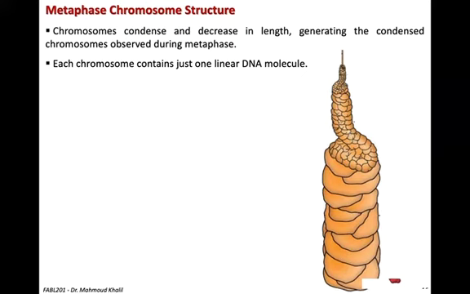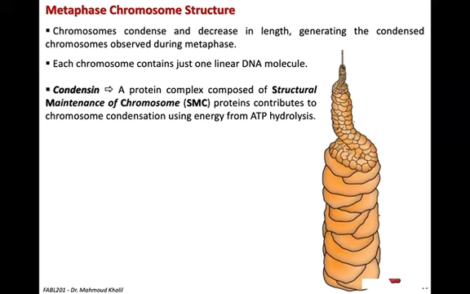So each chromosome consists of one linear DNA molecule, as you can see. And there is a lot of protein. One of the important proteins is condensin. This condensin is a protein complex consisting of structural maintenance of chromosomes. This is the name of this protein complex. It contributes to the process of condensation of the chromosome into a shorter version in order to facilitate the process of mitosis, and this is done at the expense of ATP hydrolysis.